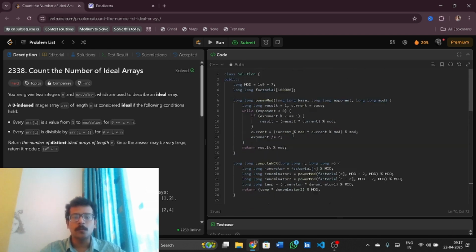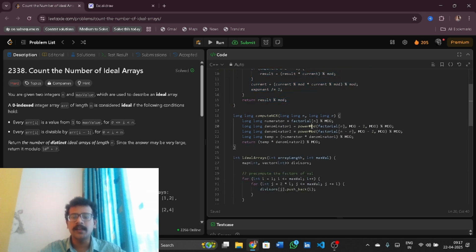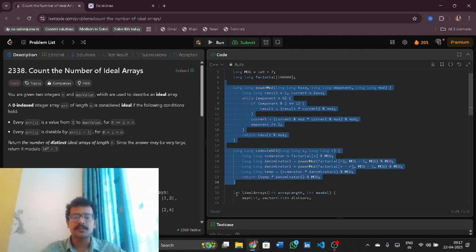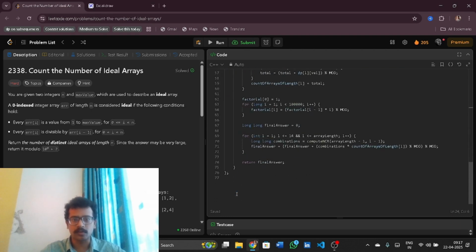Now this function power mod is used here. So in NCR, we are using this power mod. This is related to something like an algorithm. I'll tell you where this comes from. So this is how you solve this problem.